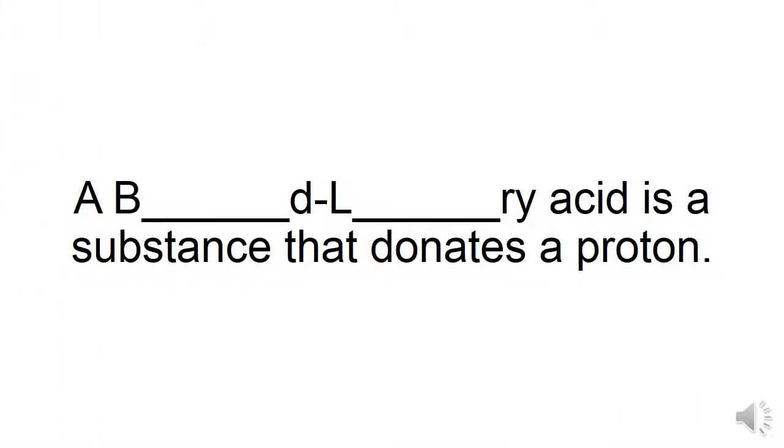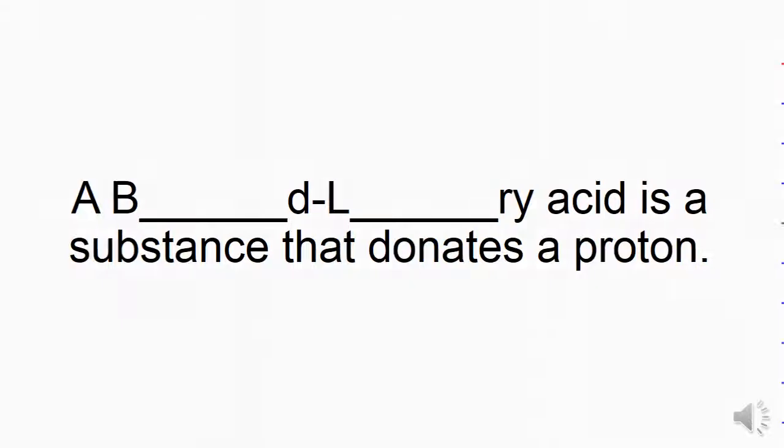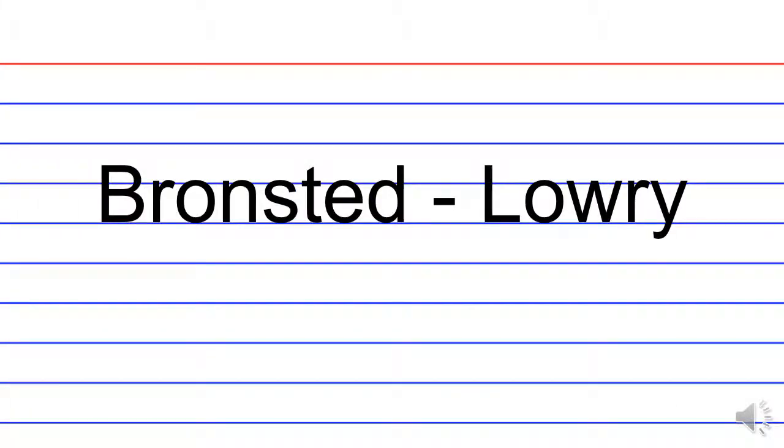A Brønsted-Lowry acid is a substance that donates a proton. So a Brønsted-Lowry acid. What type of acid is this? That would be the Brønsted-Lowry definition for an acid. This definition is based upon proton donation and proton acceptance.